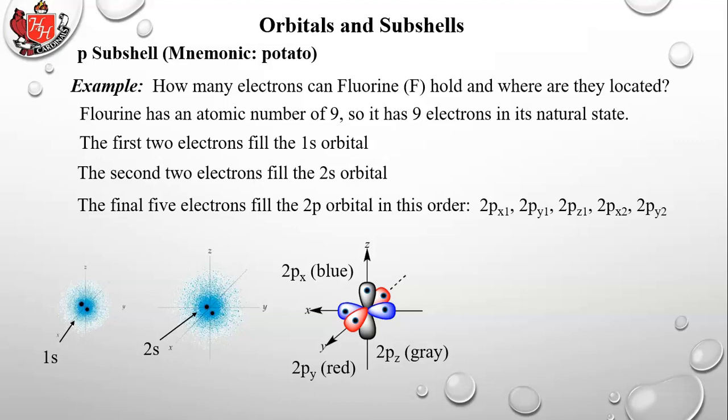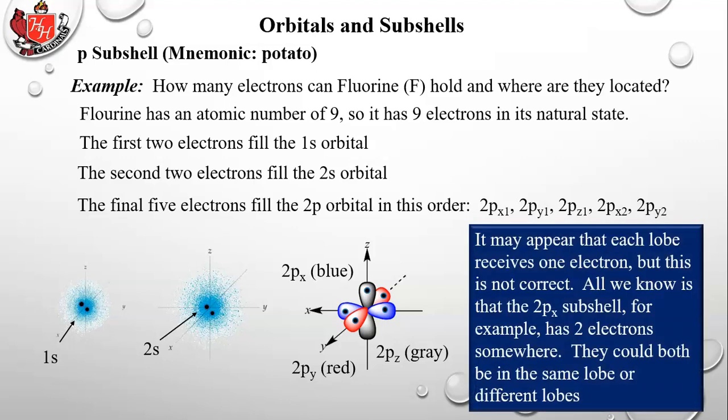Now the way I did draw them there, it looks like each of those lobes gets 1 electron. But again, for example, the 2 electrons in the px could both be on the same side, on the left or on the right. They don't have to be in separate lobes. So it may appear that each lobe receives 1 electron, but this is not correct. All we know is that the 2px subshell, for example, has 2 electrons somewhere. They could both be in the same lobe or different lobes.